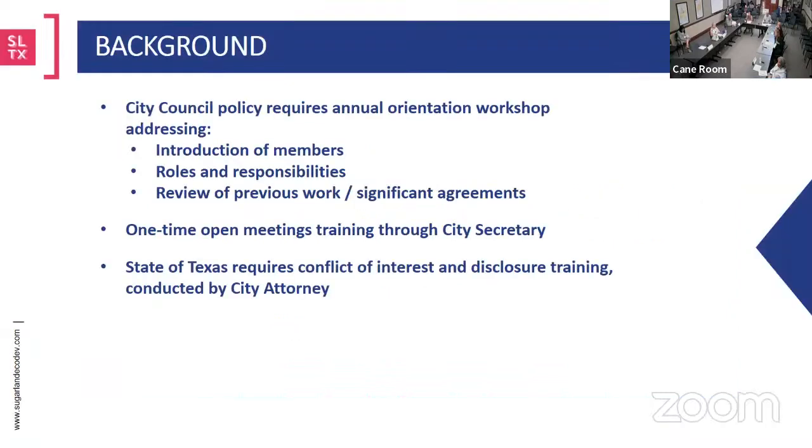Okay, so today we're going to do a quick overview of the orientation that we have to do every year. As a reminder, City Council Resolution 1524 requires all city boards to receive an annual orientation to introduce you to the board's members and then review the responsibilities. We also will review the significant agreements and the previous work. This policy also requires a one-time open meetings training, which will be scheduled through the city secretary. And then the state of Texas requires a conflict of interest and disclosure training course, which is handled by the city attorney.